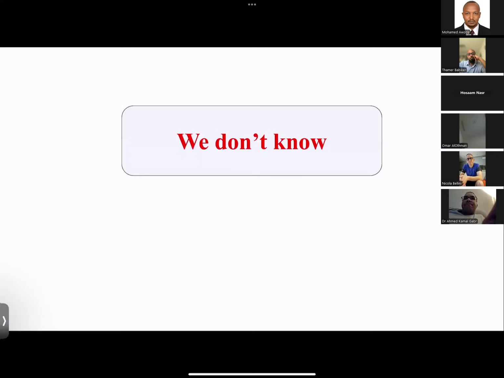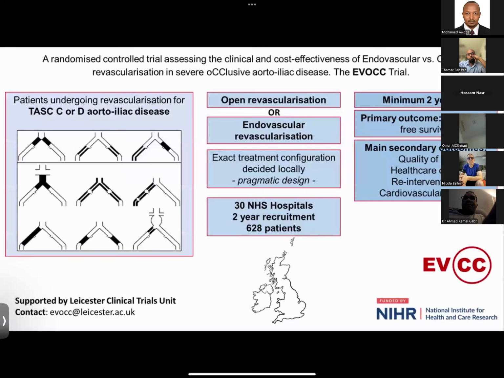And I'm not going to waste my time going through all the small trials done by single centers or a few centers. But the big question, we know that the answer is still not there. And this is why the NIHR has recently approved and is supporting the EVOC trial. And hopefully the EVOC trial will answer that question for us. Essentially the EVOC trial is almost identical to the BASIL trial, but in the aortoiliac segment, and it's comparing open versus endovascular revascularization for aortoiliac occlusive disease.